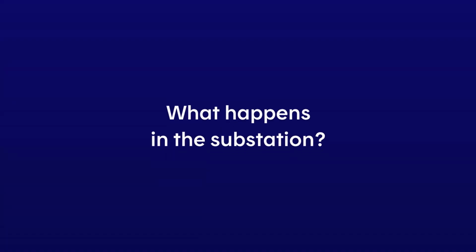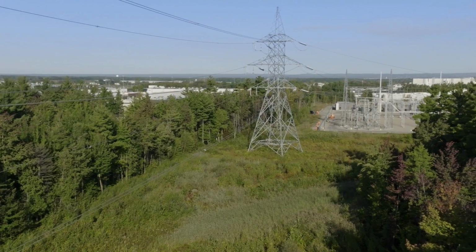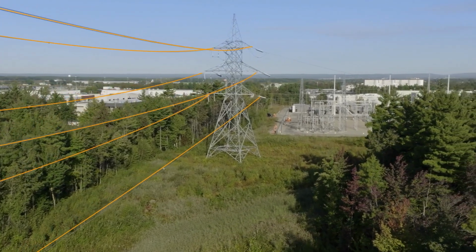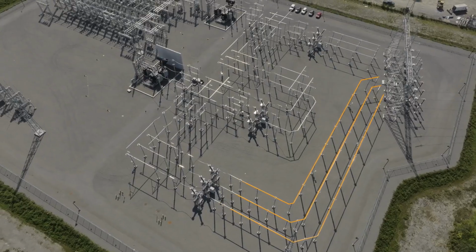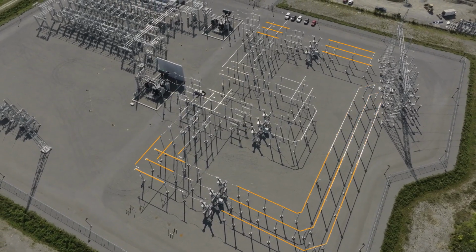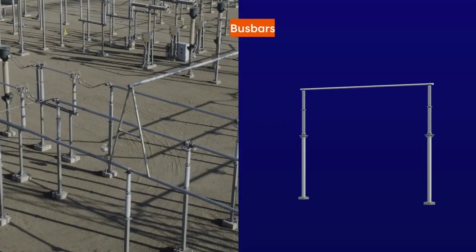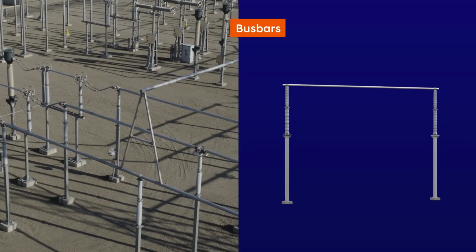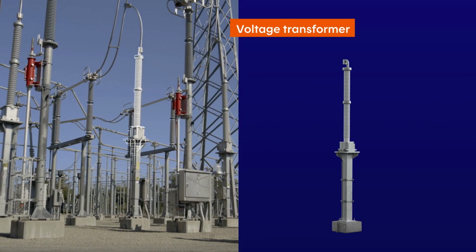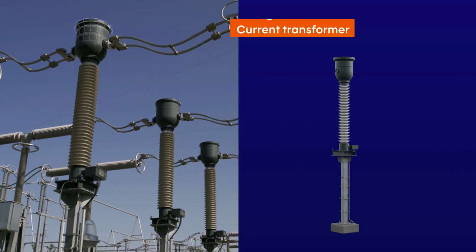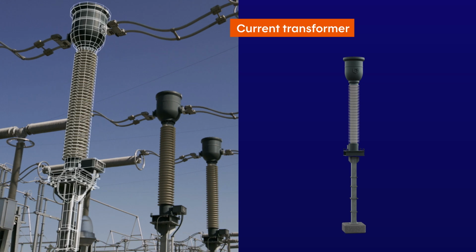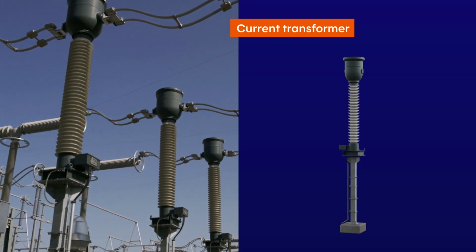But what happens in a substation? Electricity enters through flexible conductors, which are cables supported by towers. In the substation, it passes through busbars, which are usually large, rigid conductors. A voltage transformer measures the voltage, and a current transformer measures the intensity of the current in amperes.